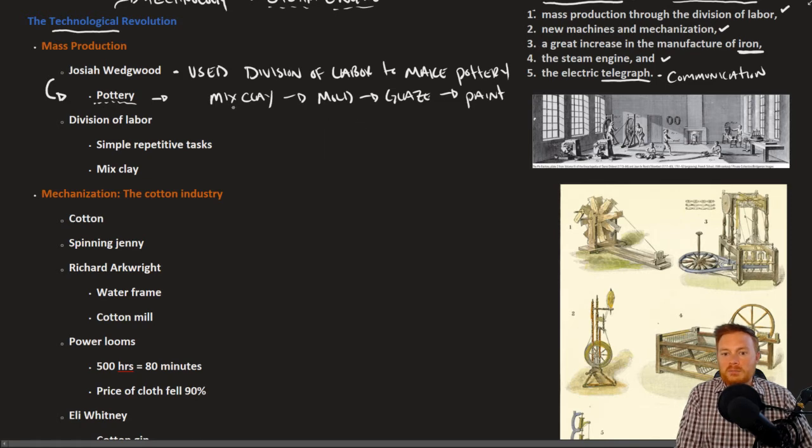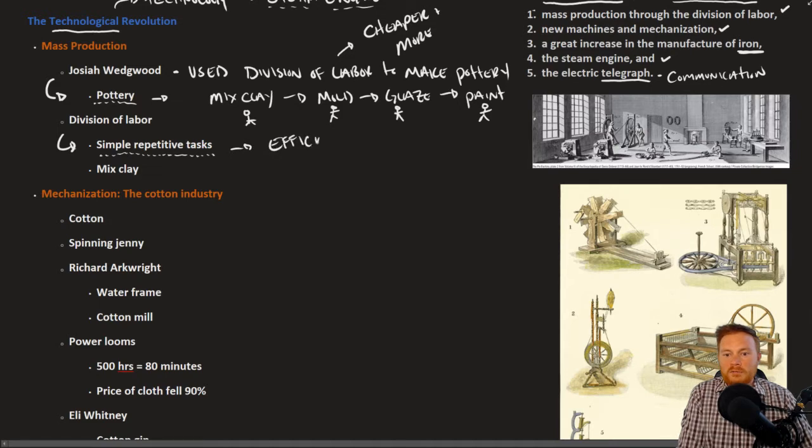Instead of one person mixing it, then molding it, then glazing it, then painting it, instead you hire four different people. Person number one only mixes the clay. Person number two only molds the clay. Person number three only glazes it. Person number four only paints it. That helps make things cheaper, and it makes more of it. So you end up producing a lot more because each individual person becomes more specialized at that specific task. So this required any production method to be using simple and repetitive tasks. Again, the reward is more efficiency, right?